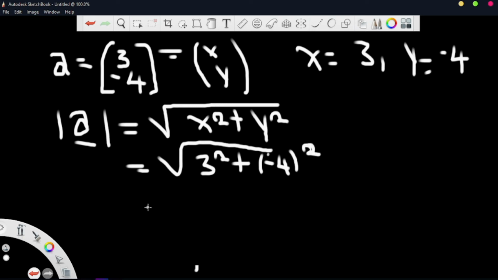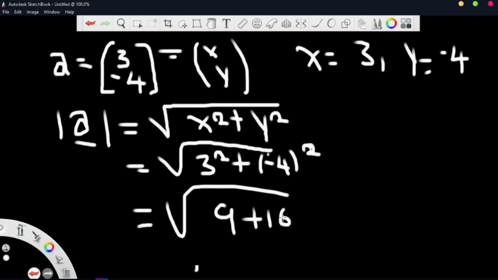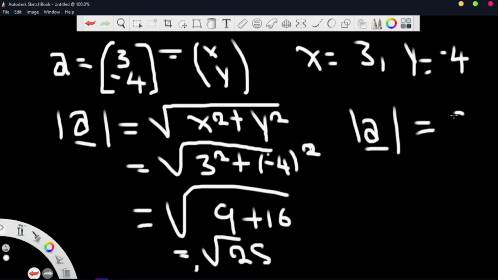So my 3 squared is 9. My negative 4 in brackets squared is 16. 9 plus 16 is 25. The root of 25 is 5. So A magnitude is 5.